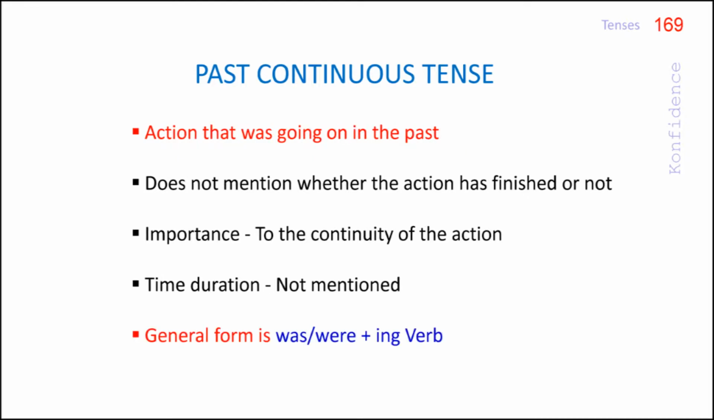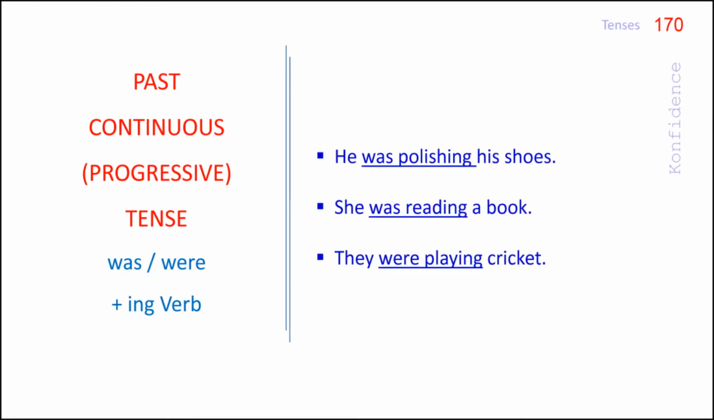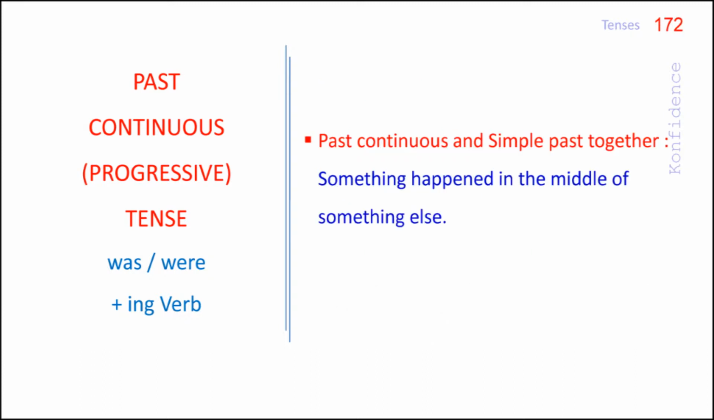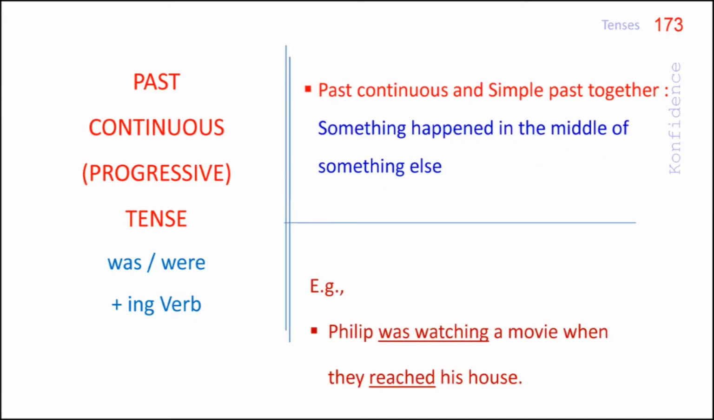Past continuous is made by using the ing form of the verb with was or were according to the number of the subject. See the examples given in the slide. We cannot know the beginning and ending of the action from these sentences. We often use the past continuous and the simple past together to say that something happened in the middle of something else. In the example shown in the slide, when they reached Philip's house, he was watching a movie.